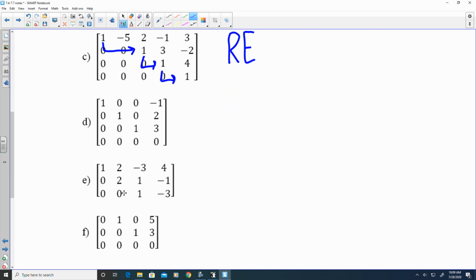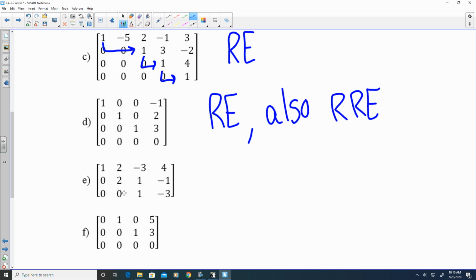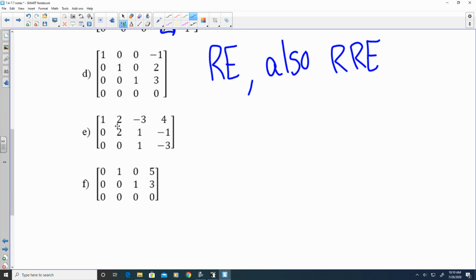Letter D does have a row of all zeros, but since it's at the bottom, we can continue. The leading 1s do move down in that stepping motion from left to right. So this is row echelon form, and then I look at the leading 1s and see that there are zeros above and below. So this is also reduced row echelon form. Letter E has this 2 leading that row, which means this is not row echelon or reduced row echelon.